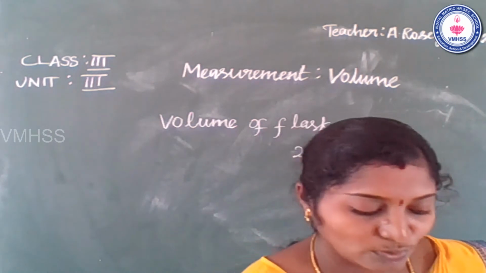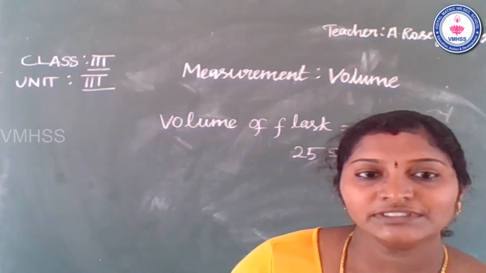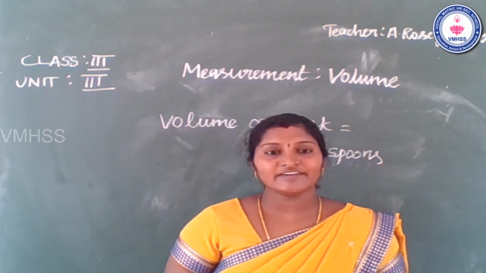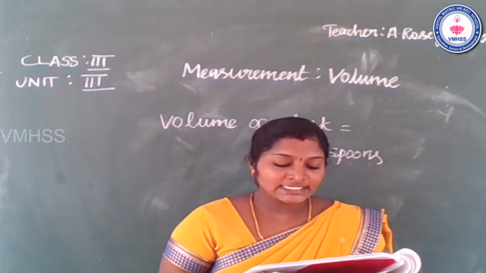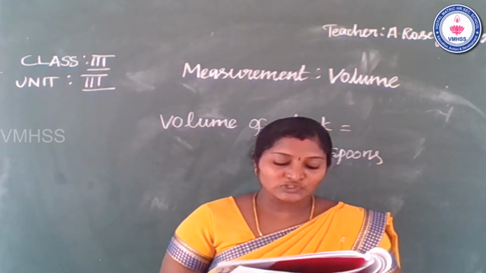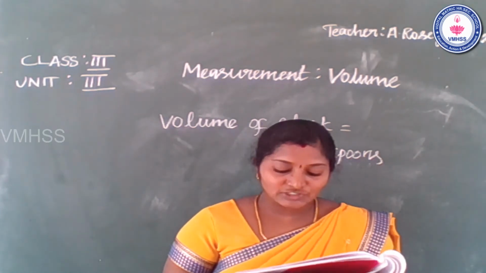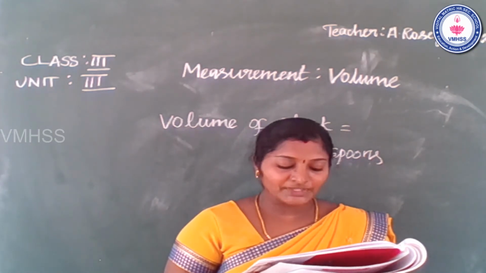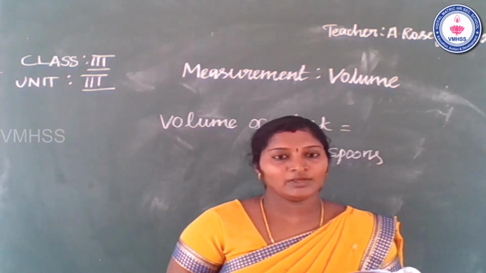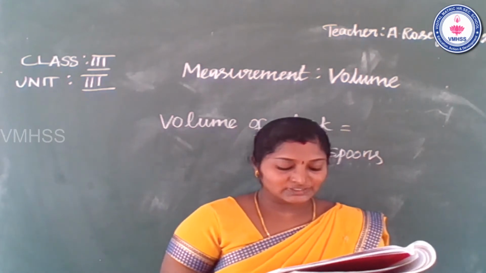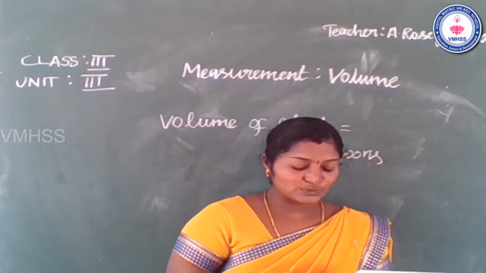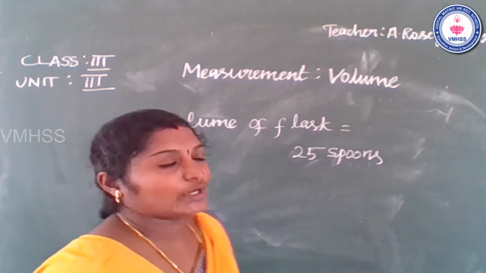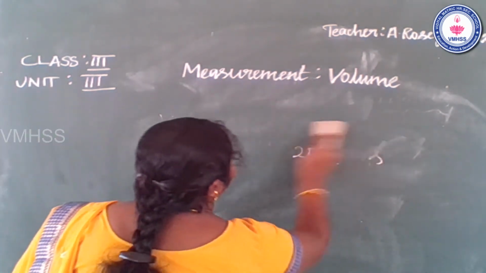Students, please take page number 67. First, comparison of volumes. Example: arrange the following containers in ascending order based on the volume in spoon units given below. First one, the jug equals 25 spoon units. See the board.